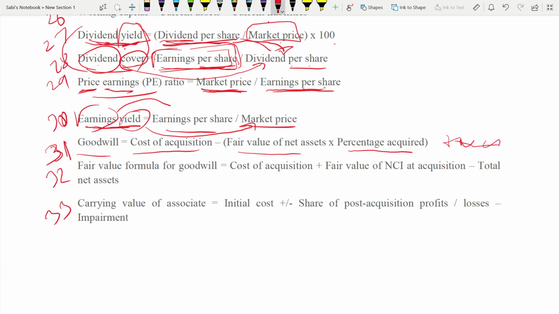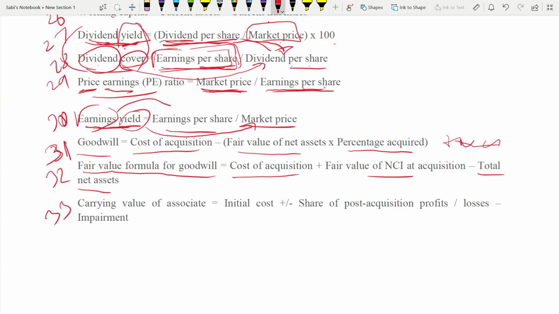Next one is the fair value formula for goodwill. So here we have to add NCI with the cost of acquisition and then we have to deduct the total net asset. So in order to calculate goodwill, what should we do? Cost of acquisition. Most of the time this is given, so you don't have to do any adjustments. Sometimes you have to do some adjustments. For example, if it's not in cash, they might tell you in terms of shares or shares plus cash, or contingent consideration is there. So make sure that you know how to include it and what are the things that will be included in the consideration. But most of the time it's easy. It's given that they have purchased it at this much.